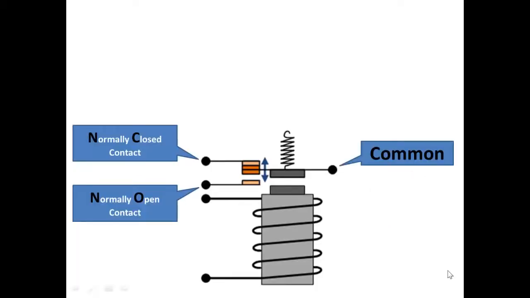Returning to our illustration of a relay, doing a little review. Relay coil, pole piece, electromagnet. Pulls the armature down against a spring, opening the circuit between the common and the normally closed contact and closing the circuit between the common and the normally open contact.